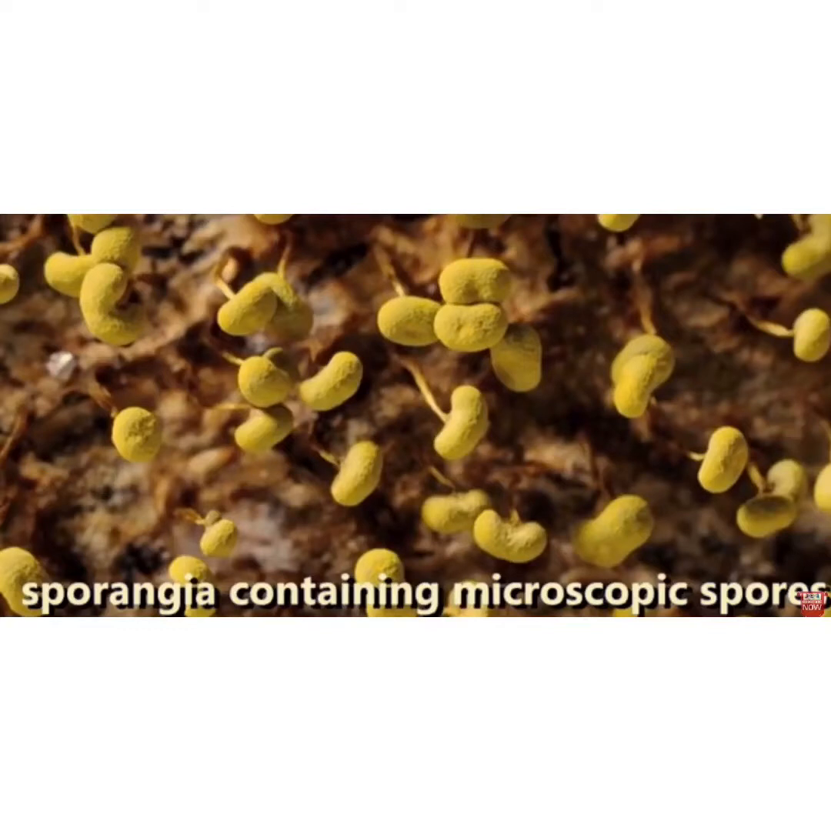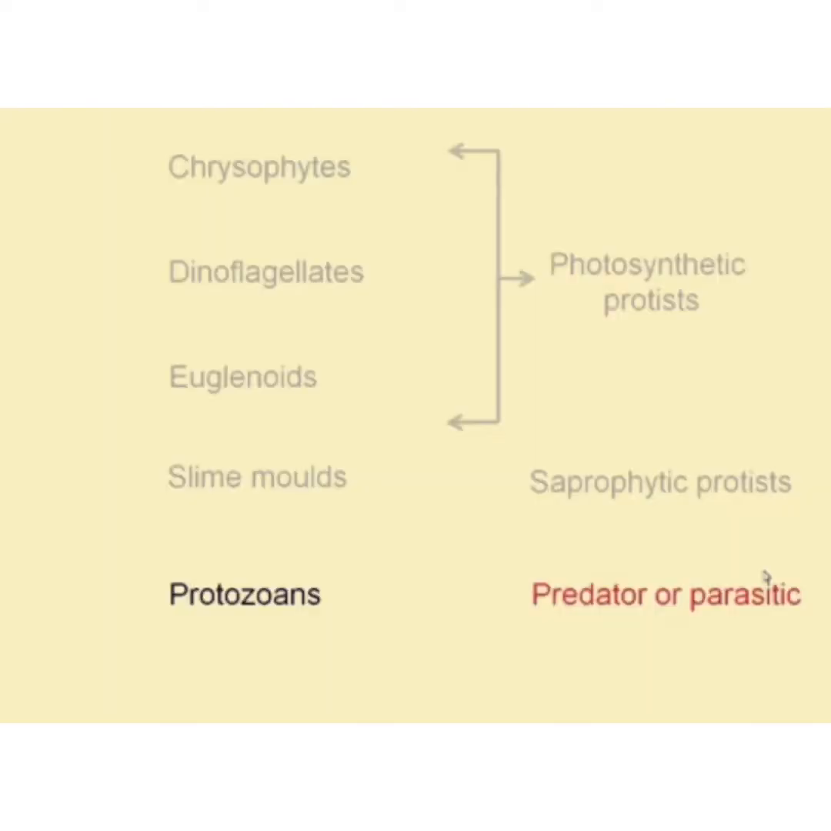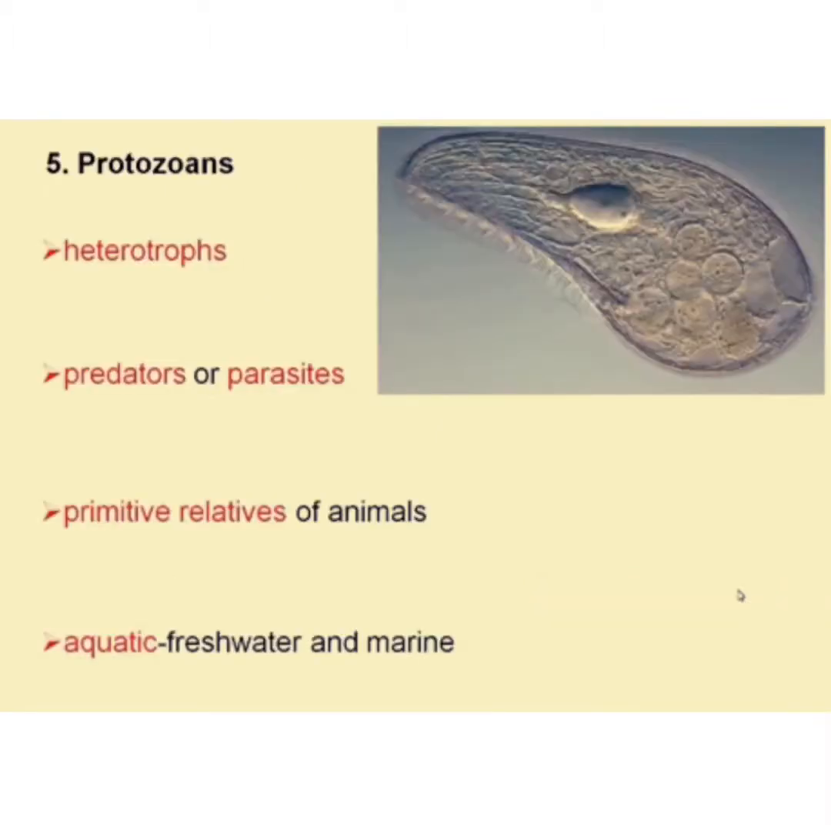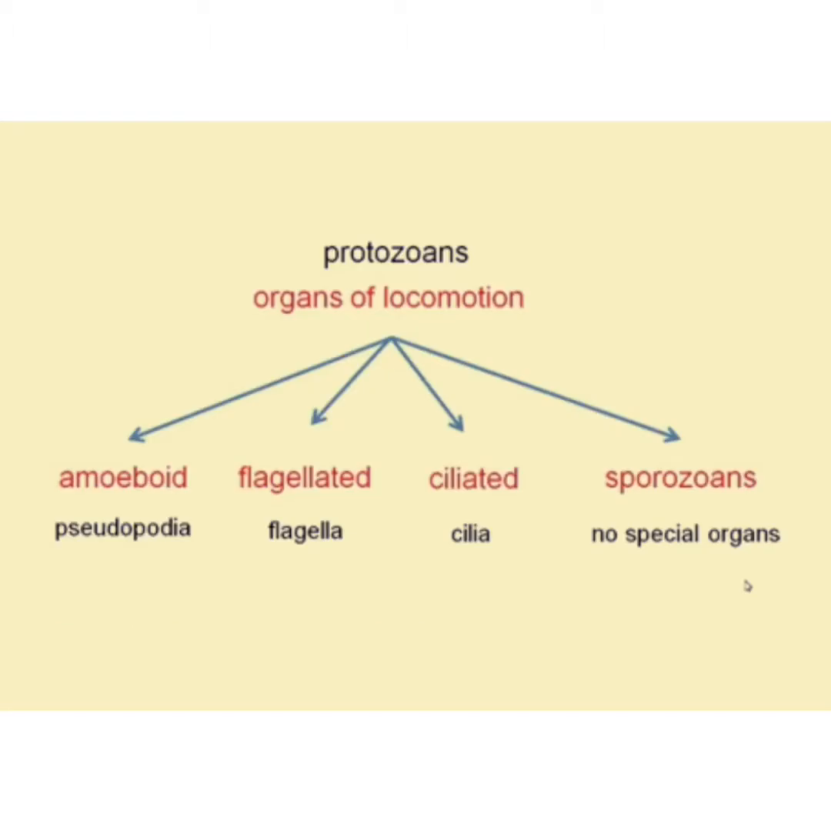Then comes the last group of the protistans, that is protozoans. They are predator or parasitic in nutrition, meaning they depend on other organisms or live in the body of other organisms for their nutrition requirements. They are considered primitive relatives of the animals. They are aquatic, meaning they can live in fresh water as well as in marine habitat.